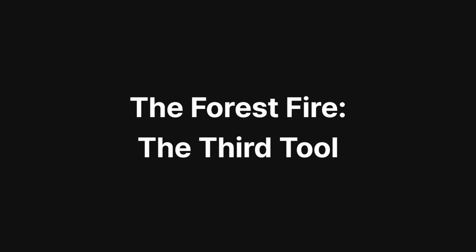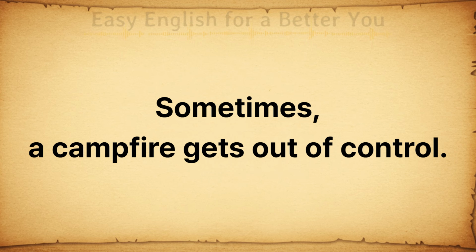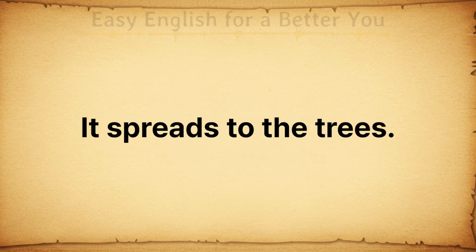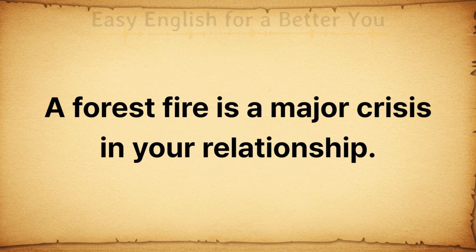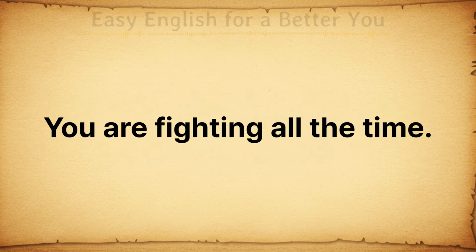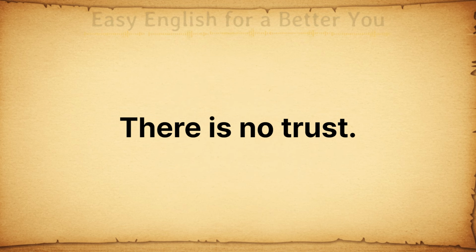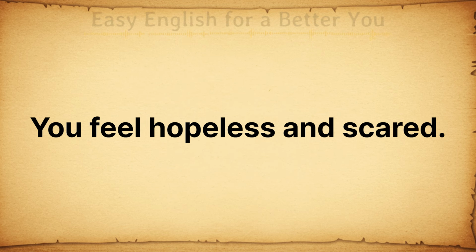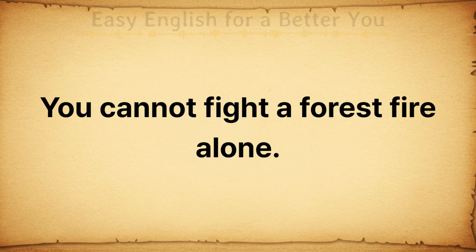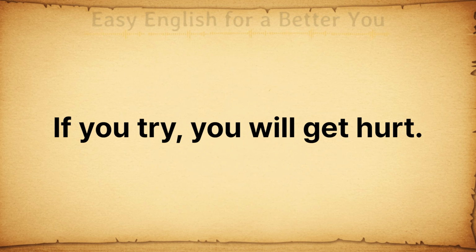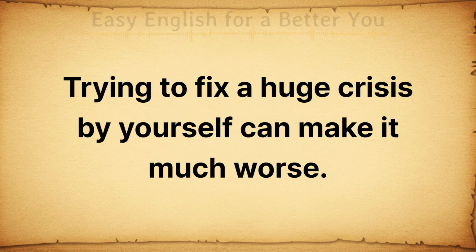The forest fire, the third tool. Sometimes a campfire gets out of control. It spreads to the trees. It becomes a forest fire. A forest fire is a major crisis in your relationship. You are fighting all the time. There is no trust. You feel hopeless and scared. Listen to me very carefully. This is important. You cannot fight a forest fire alone. If you try, you will get hurt. Trying to fix a huge crisis by yourself can make it much worse.